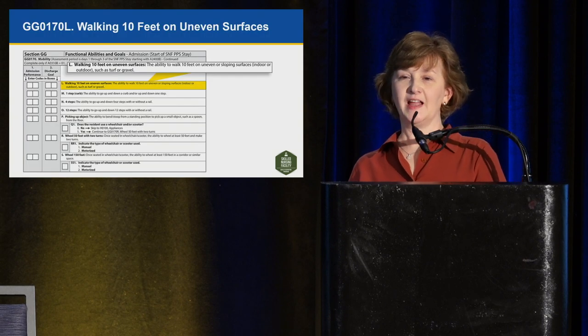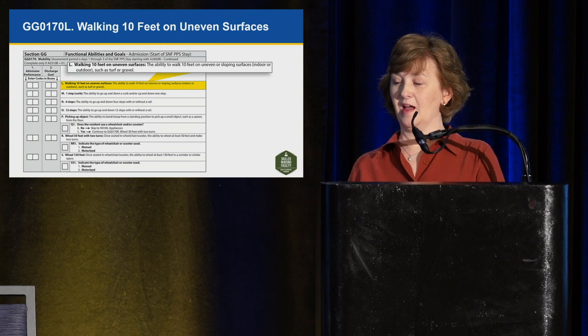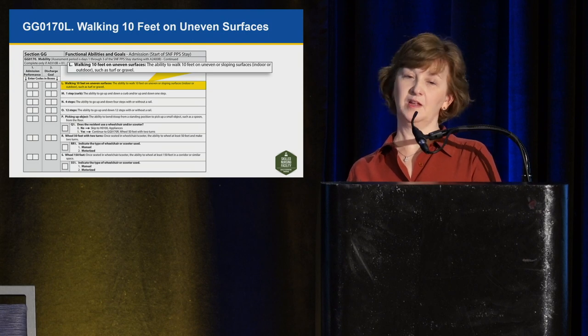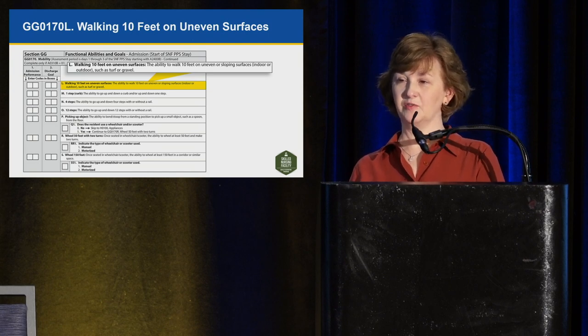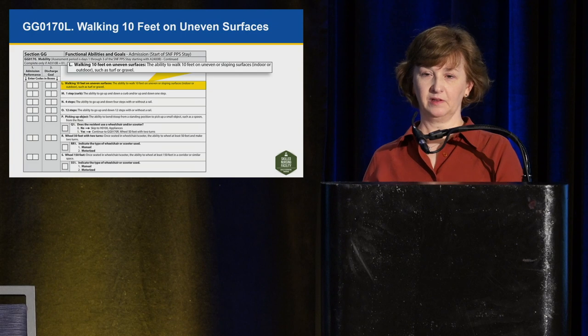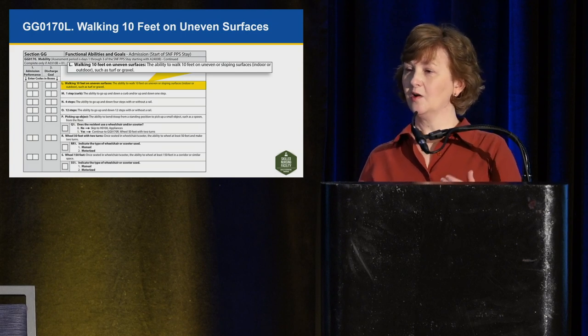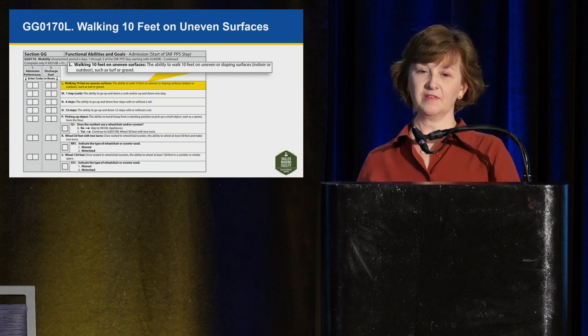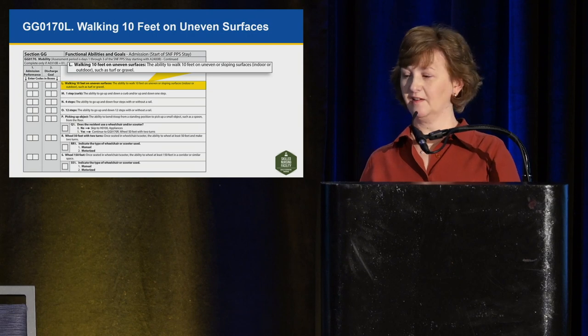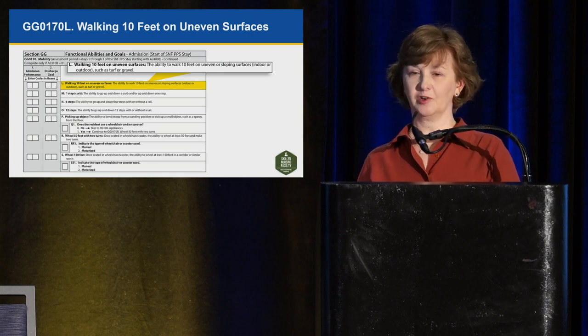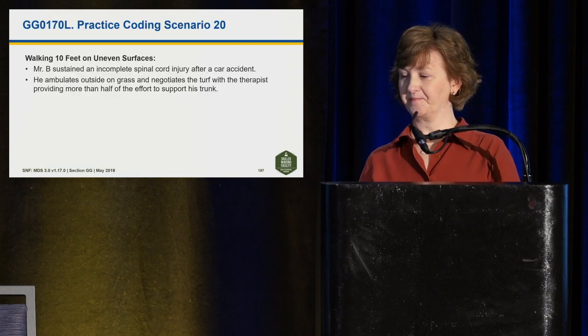Okay, so the next activity is walking 10 feet on uneven surfaces. This refers to the ability to walk 10 feet on uneven or sloping surfaces. It could be indoor or outdoor. I know some facilities have set up little obstacle courses, that's fine, or sometimes taking somebody outside onto grass or gravel is certainly acceptable, turf or gravel are fine.